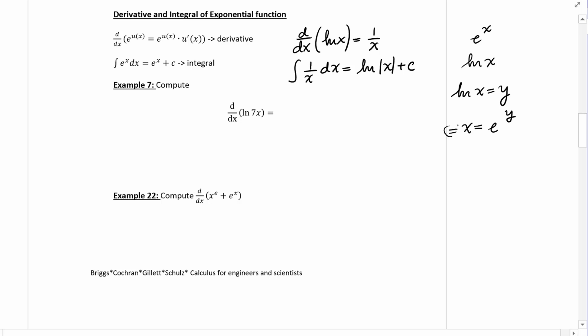So this would be the logarithmic form, and this would be the exponential form.